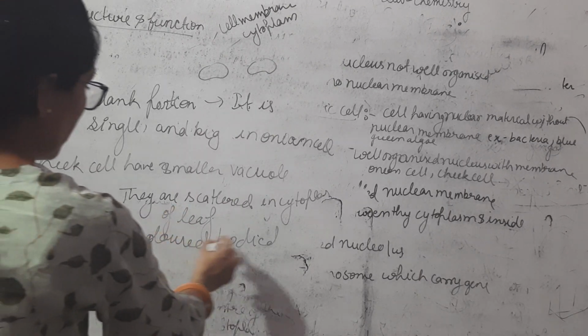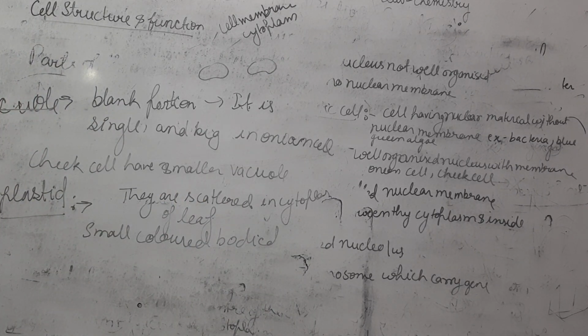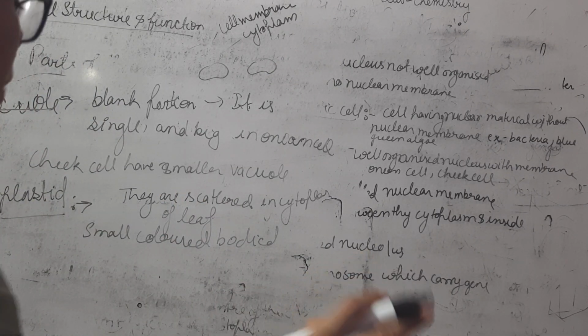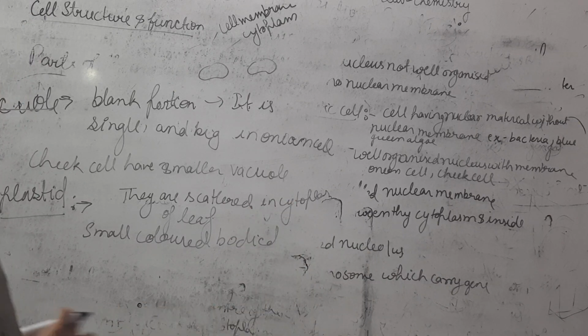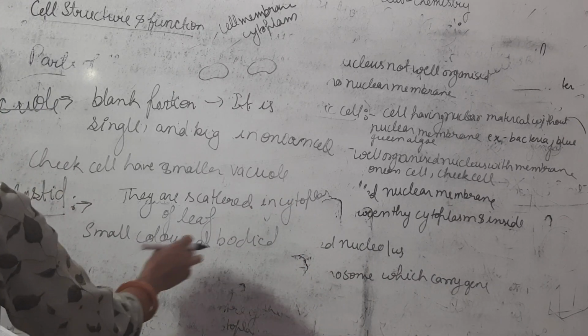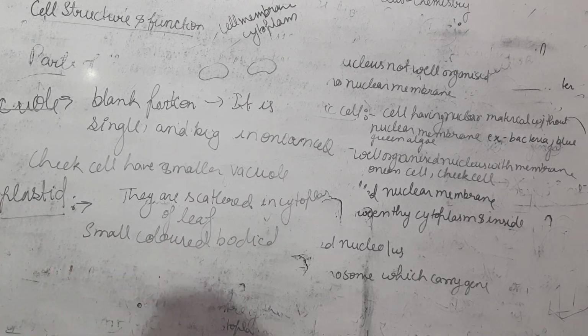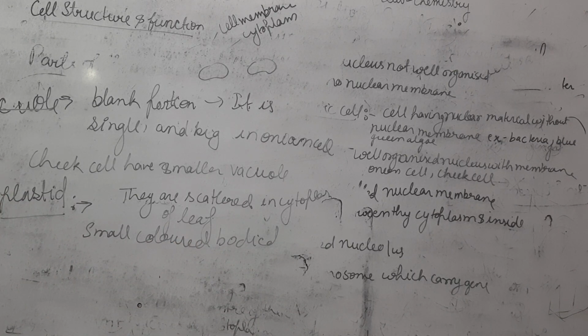So the small colored bodies are known as plastids, which are present in the cytoplasm of the leaf. They are different in colors. Chlorophyll is also a plastid, a pigment which provides green color to the leaf. Xanthophyll and carotenoids are different types of plastids which provide color to the plant cell.